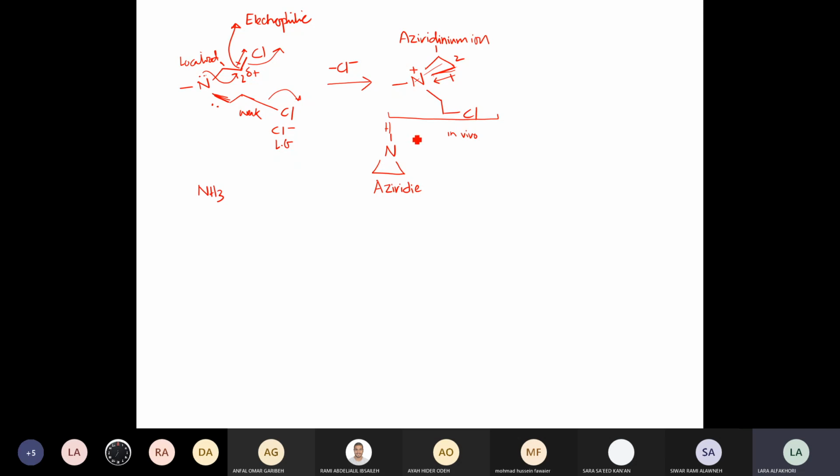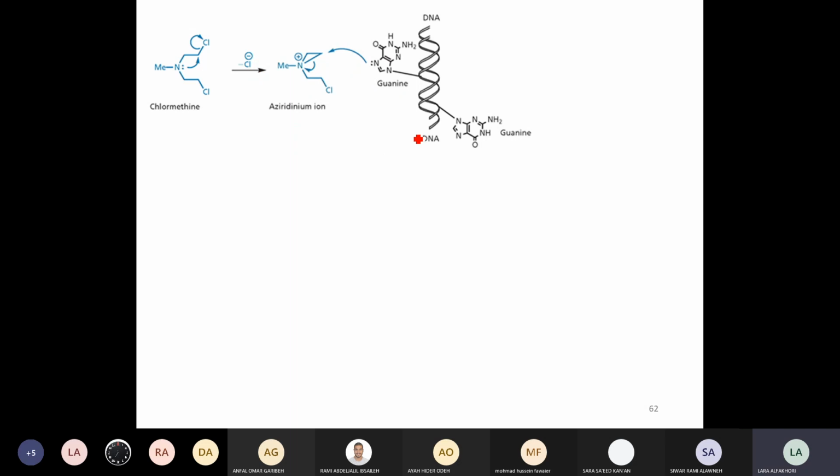Okay, let me show you in the next slide what exactly happens. As I've mentioned, the chloromethane, the nitrogen in here being nucleophilic, can easily intramolecularly attack this carbon and release the chloride, forming the aziridinium ion. Now the aziridinium ion, those 2 carbons in this structure, are highly electrophilic, subject to attack from any nucleophiles, by the way, not only the DNA.